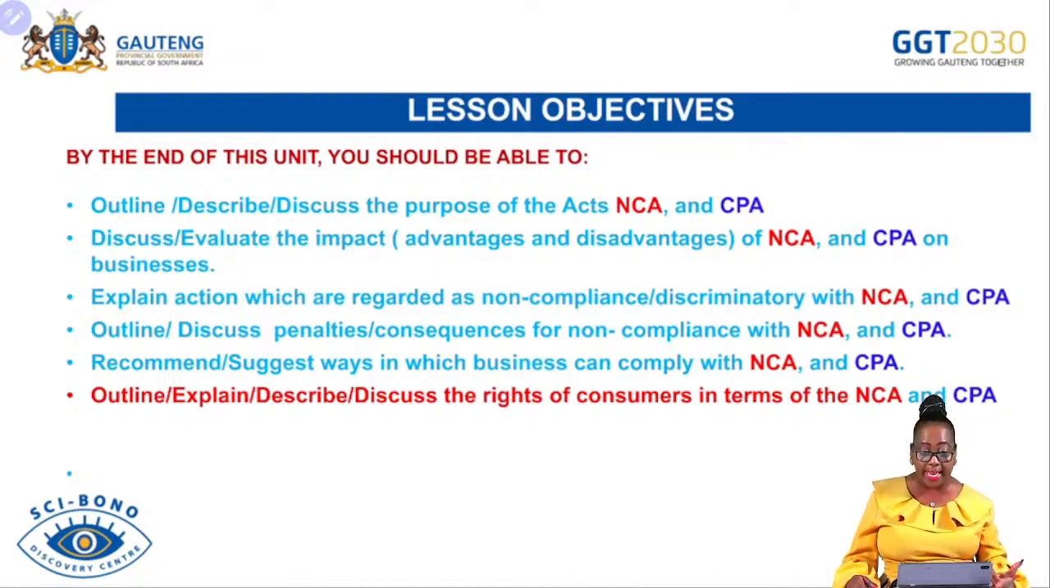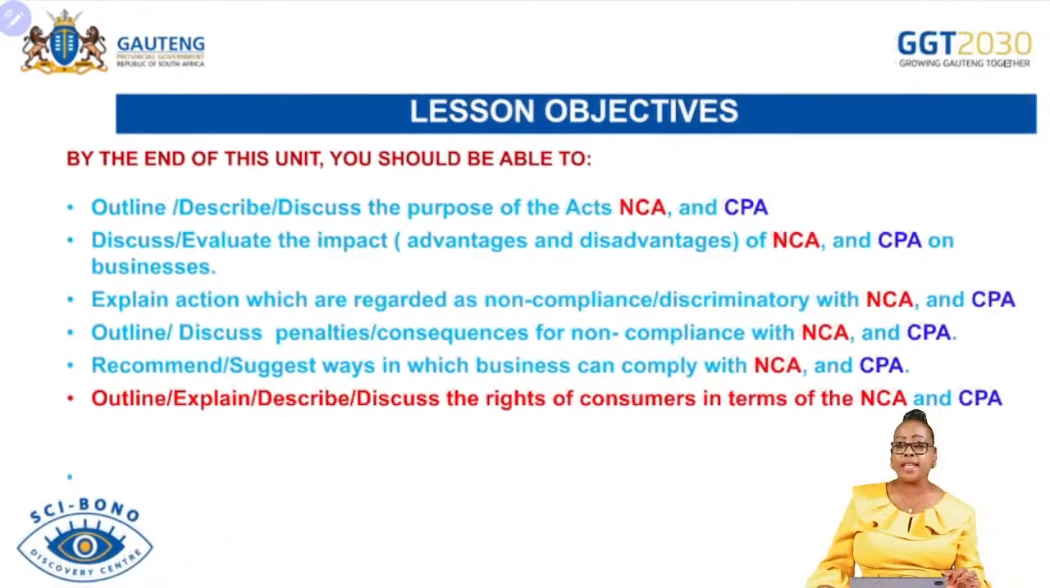We are no longer outlining the actions that must be regarded as discriminatory. You are also going to be expected to explain all those actions that are regarded as non-compliance. And again, you are expected to outline and discuss penalties or consequences for non-compliance for both the National Credit Act and Consumer Protection Act. Then lastly, you must come up with suggestions and recommend ways in which business can comply with the National Credit Act and Consumer Protection Act.